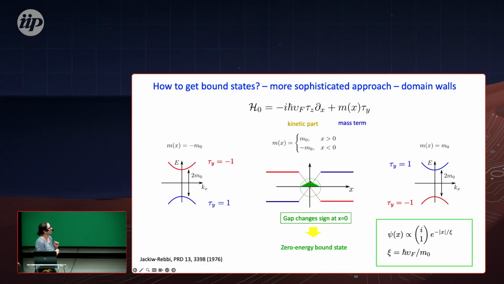And what is important in this model, this bound state would always sit at 0 energy, and it doesn't matter, let's say here I assume that I have a domain wall which is sharp, but I can assume that it has any profile. Just by symmetry of this problem, this state is always at 0 energy, and this is kind of the first model of topology.